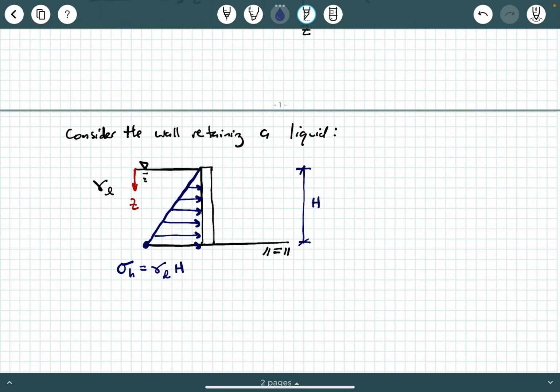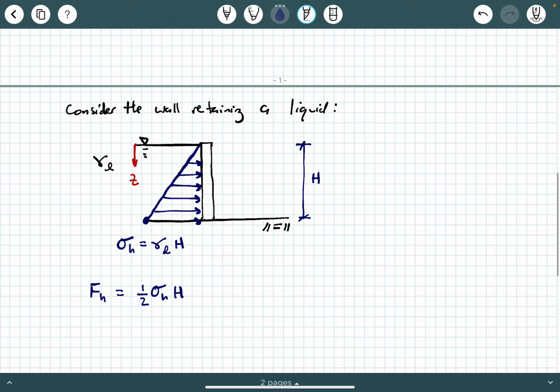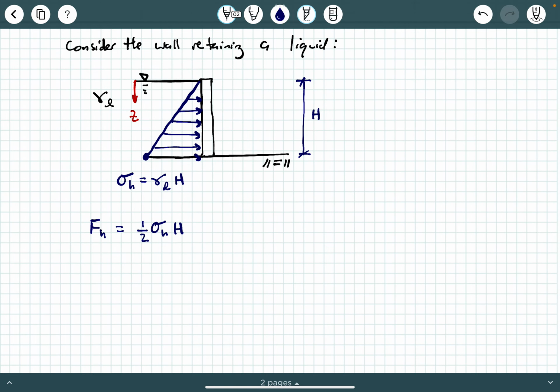Now, if I want the equivalent hydrostatic force per unit length of the wall, what would that look like? I'm going to say F sub h is going to be, what? 1/2 sigma sub h times capital H. What is that? Well, that's just the area of this triangle, okay? That gives me the equivalent point load due to that linearly distributed stress, all right? And so what would that look like?